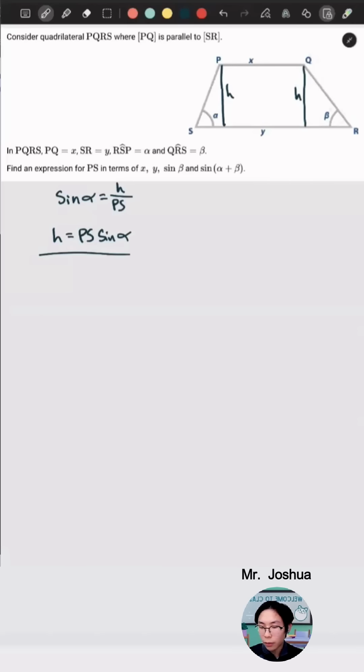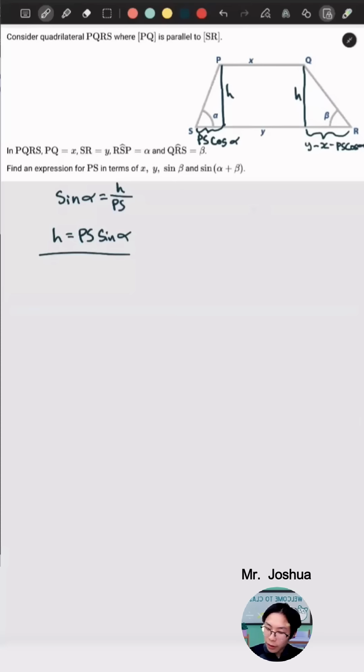This one, instead of using QR, we should stick to using PS just to make it easier for a final answer. So we want to find the base here. How do we find that base? Let's find this base first. This base is the same as PS cos alpha, because cos is adjacent over hypotenuse, which is PS. Now we can find that the base for this side is Y minus X minus PS cos alpha.